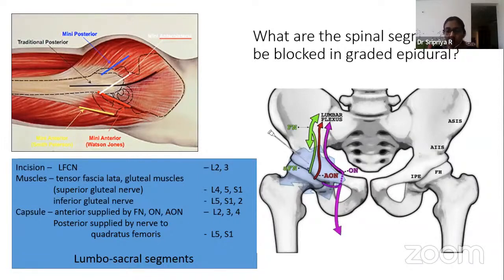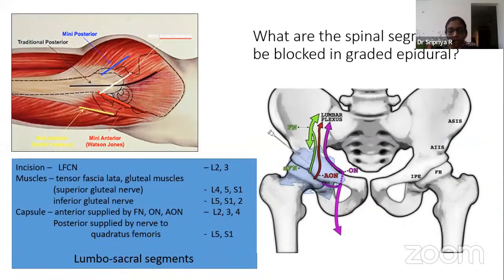I want a dense block at the level from, if you see most of the stimulus that comes, the incision is basically the lateral femoral cutaneous nerve, which has a root value of L2, L3. For the muscles, it is the tensor fasciae lata, the gluteal muscle, which is by either the superior gluteal nerve or the inferior gluteal nerve. Again, we have L4 to S2 nerve, which is the main root value of these nerves.